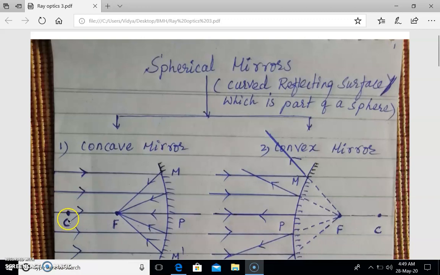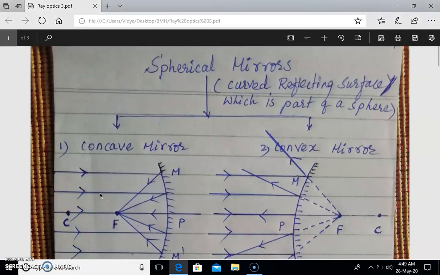Hello students, in continuation with ray optics, in this class we discuss spherical mirrors. In the previous videos you have discussed reflection in plane mirrors and the properties of images formed in a plane mirror.